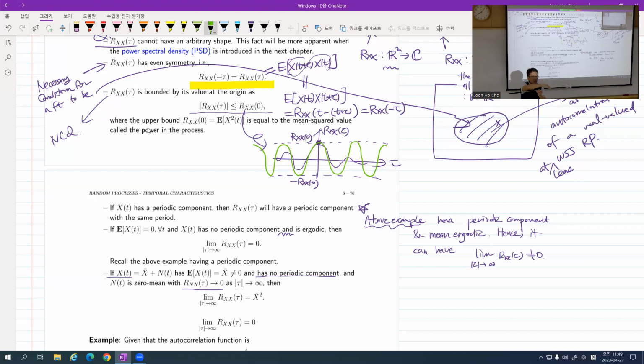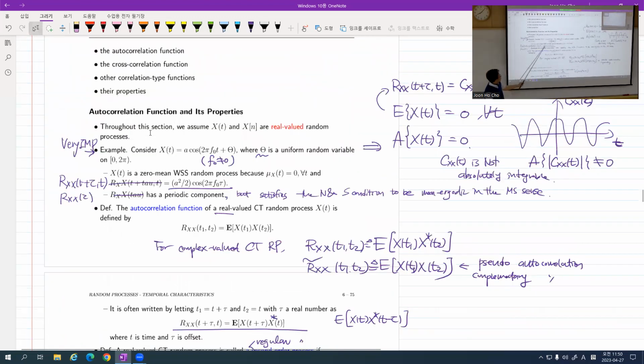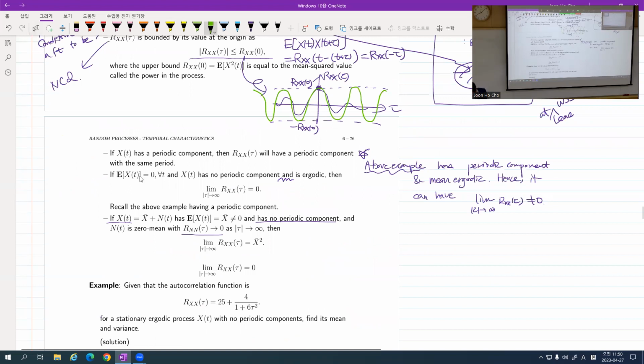Then, due to the periodicity of the cosine term, you will see something periodic even though you average over a large time, or even though you average using the ensemble average. And that is exactly what this special example shows, right? Each sample path is a cosine function, and the autocorrelation function is also a cosine function with the same period. Each sample path has frequency f0, and the autocorrelation function has frequency f0. So this special example corresponds to this statement: it has a periodic component, and the autocorrelation function has a periodic component.